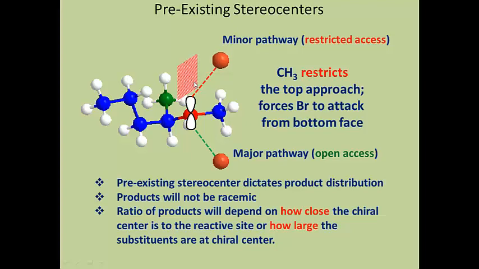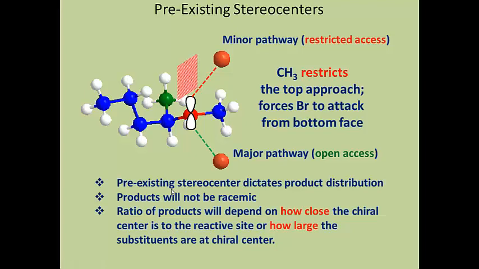So let's look at it again. Bromine is trying to come in, it gets kicked back out. So the methyl group restricts the approach from the top, forces bromine to come in from this way, and so now you get an unequal mixture because it costs more energy to come from this direction up top. Let's look at it again. All right. So what we know about a pre-existing stereo center is this: it's going to dictate the product distribution.